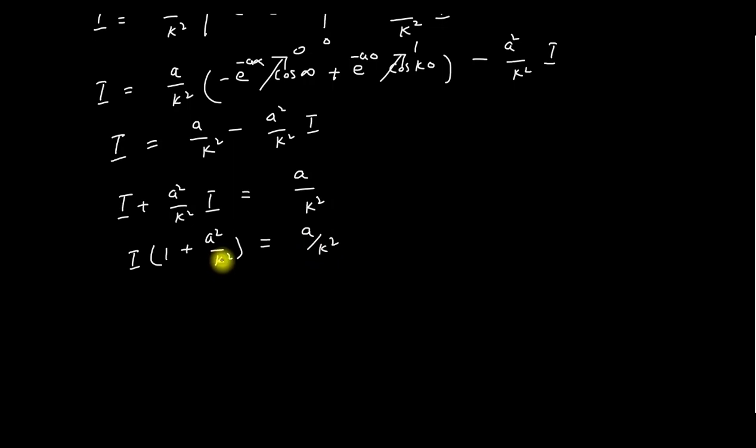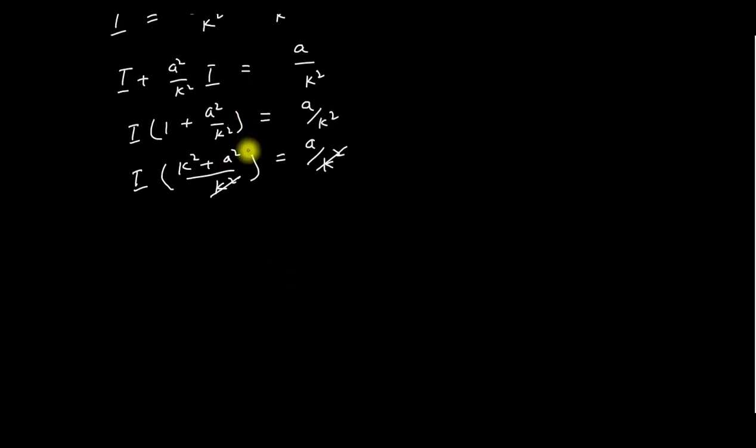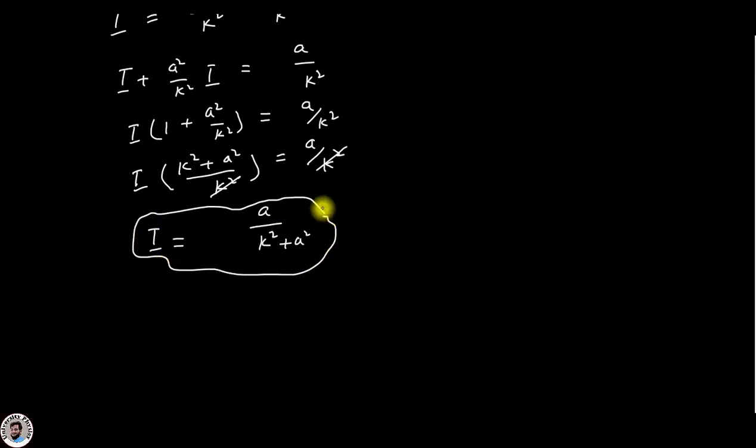Now I have to take the LCM, and we will get I into k square plus a square divided by k square is equal to a divided by k square. This k and this k will cancel, and finally the value of I will be equal to a divided by k square plus a square. This is the value of I.